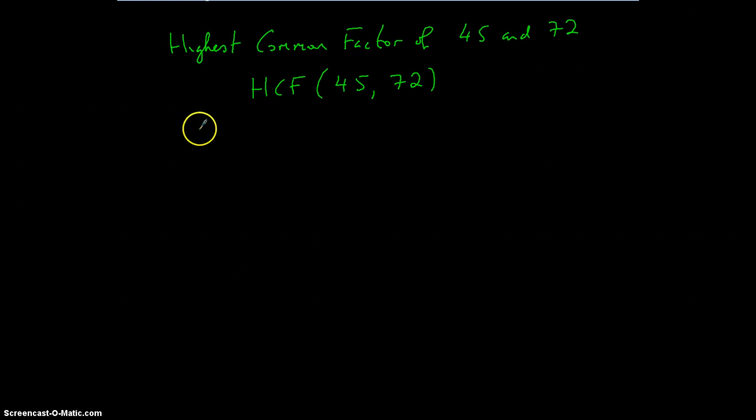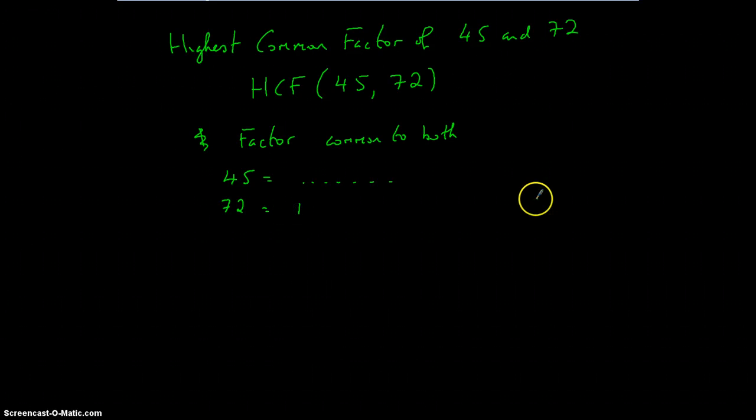Okay, highest. Actually, now let's go with factor. So we're looking for a factor of 45 and 72 that is common to both. Now there are lots of factors that are common to both 45 and 72, and we want the highest common factor. So what we could do is write a list of the factors of 45, and list the factors of 72.